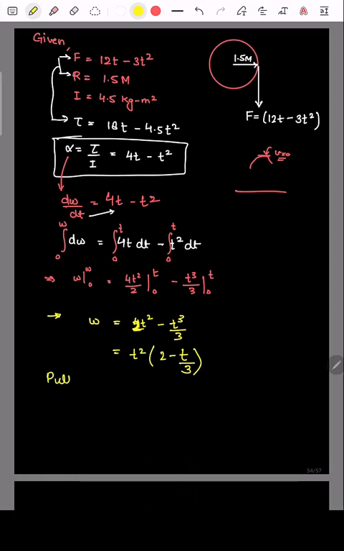Putting omega equal to 0, to find the roots, we get t is equal to 0, comma t is equal to 6 seconds. Means these are the two time instants at which the angular velocity omega will be 0. So t is equal to 6 is the instant at which the direction of the pulley is being reversed.